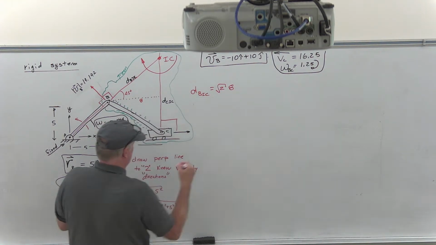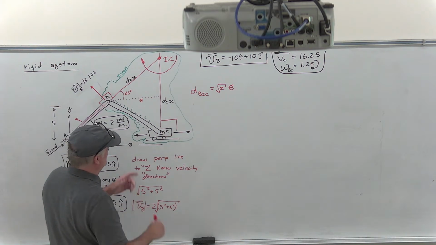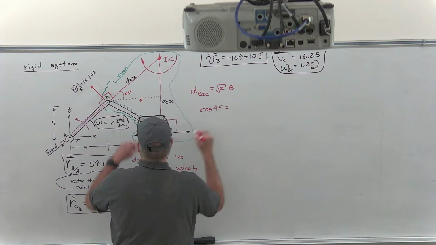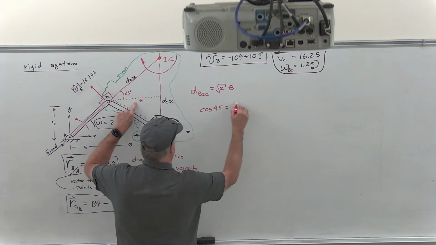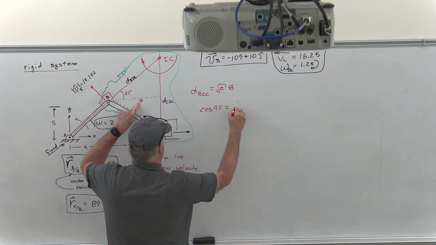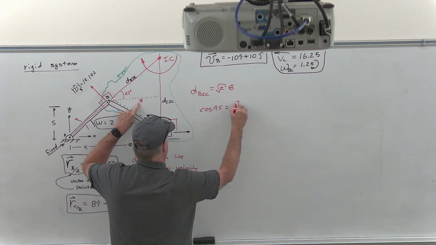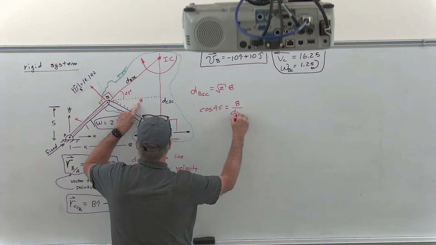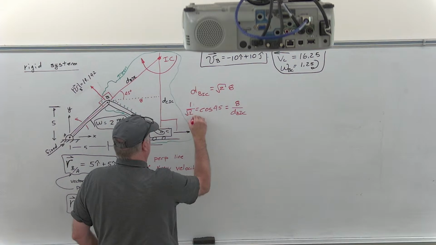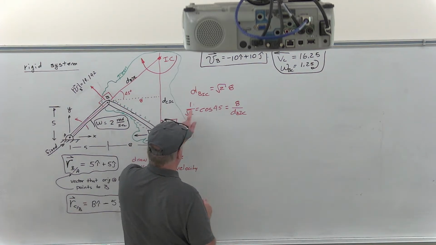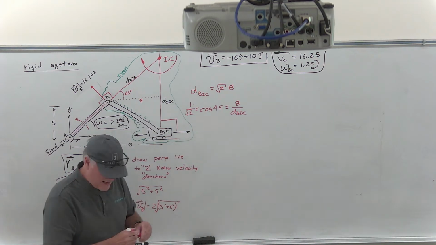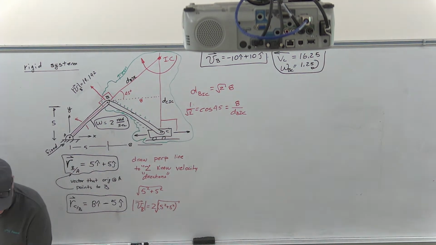And that's because cosine of 45 is equal to the 8 over the distance B to the instant center. But cosine of 45 is 1 over square root of 2. So move this over here, move that over there, and I get that. So now, again, I'm sorry, I probably will lose some digits.